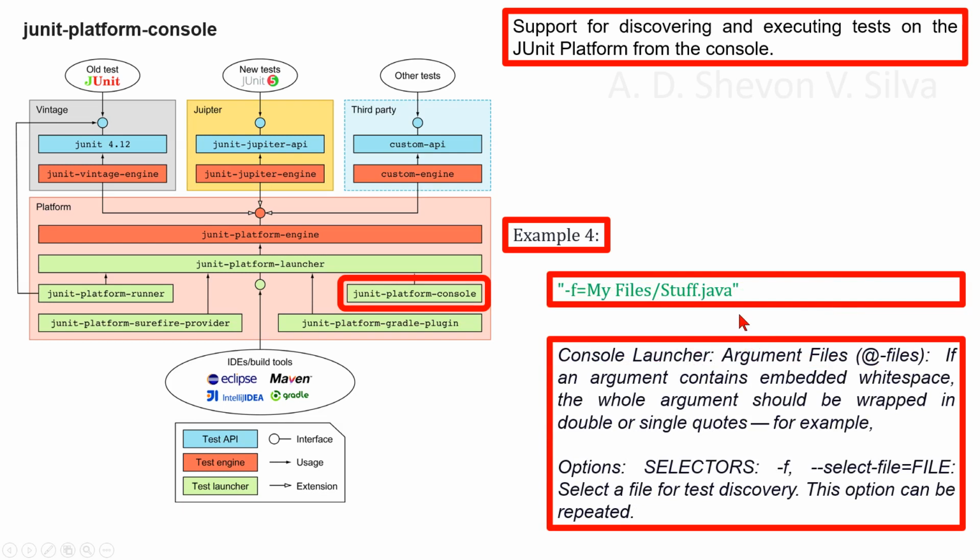Argument files, also known as @files. If an argument contains embedded white space, the whole argument should be wrapped in double or single quotes, for example. And options, selectors: -f or --select-file=file selects a file for test discovery. This option can be repeated.